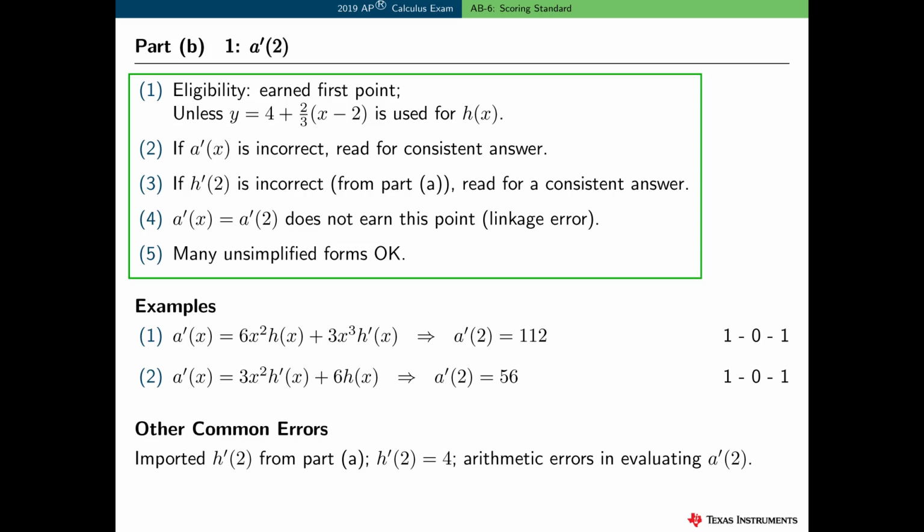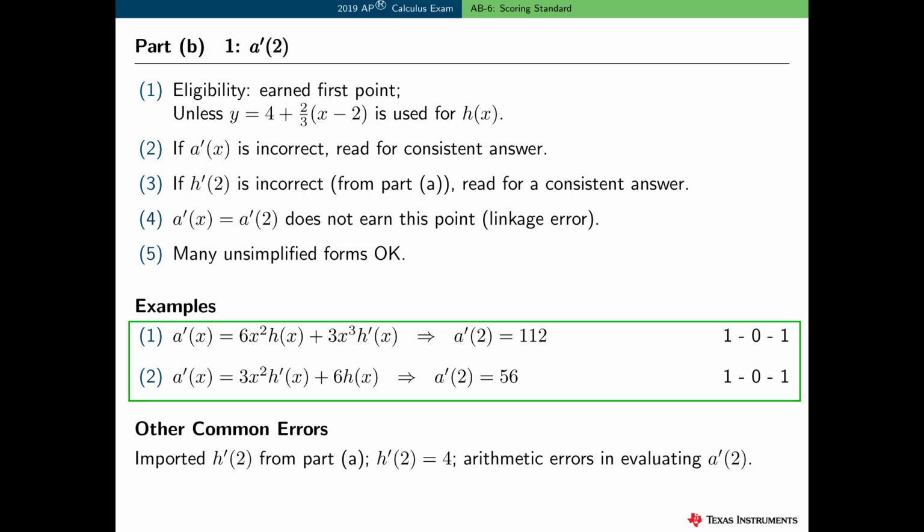If a prime of x was incorrect, but it was of the correct form, then we read with the student for a consistent answer. If h prime of 2 was incorrect, imported from Part A, then we also read for a correct answer. However, if the student wrote a prime of x is equal to a prime of 2, they did not earn this point. This was considered a linkage error, or bluntly, just bad notation. And there were many unsimplified forms of the final numerical answer presented by students, which was okay.